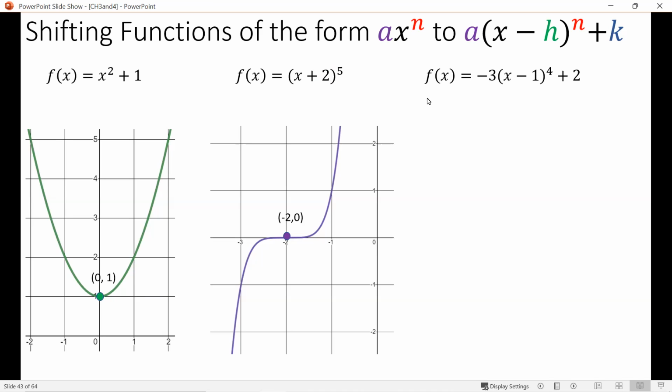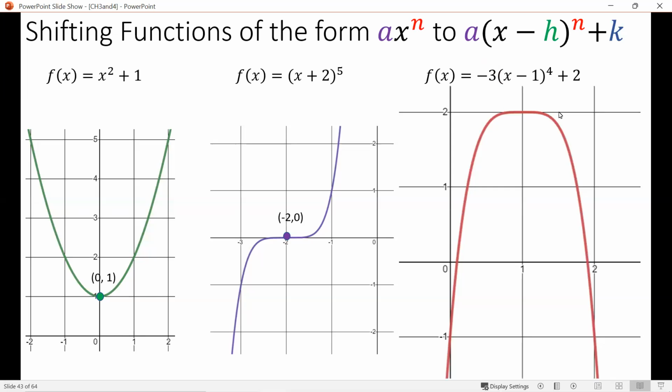All right, in our third example, our function of x is -3 times x minus 1 to the 4th power plus 2. So we've got all 3 pieces here. The -3 is our a, and that's going to make us open upside down, and it's going to multiply our outputs by 3, so it's going to be 3 times as steep. This is x minus a +1, so we're going to shift to the right by 1, plus 2, so we're going to shift up by 2.